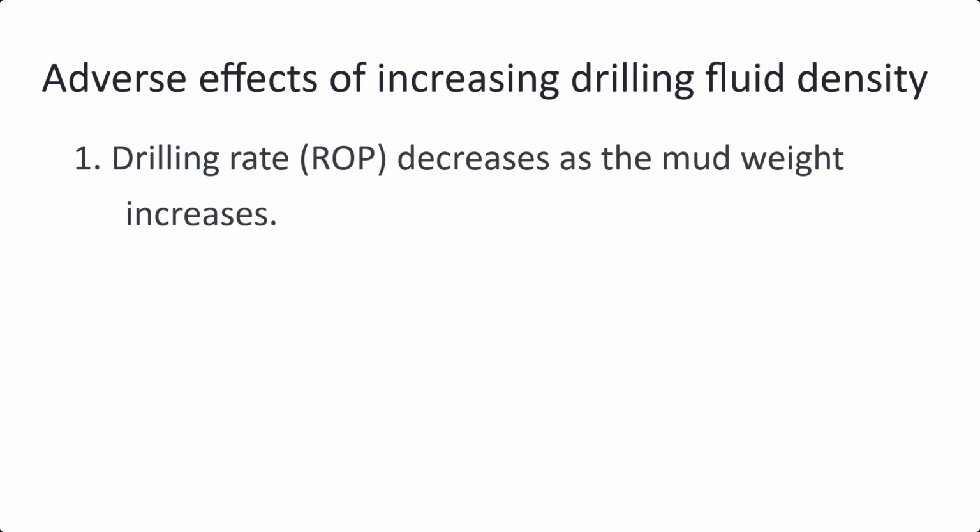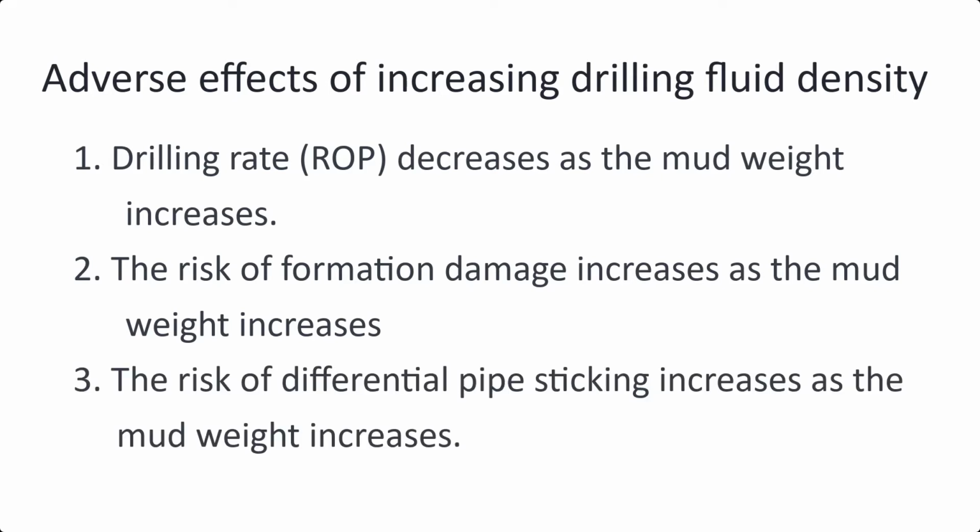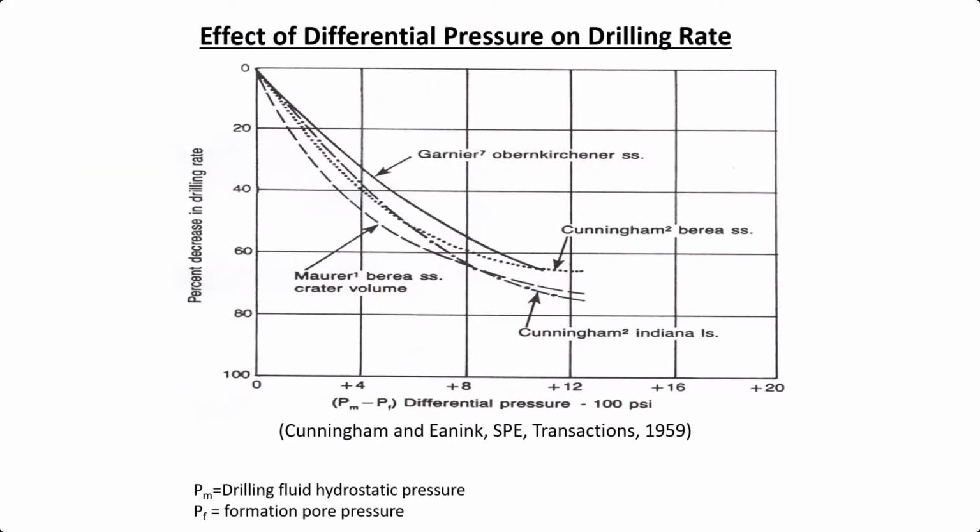First, the drilling rate decreases as the mud weight increases. Secondly, the risk of formation damage increases as the mud weight increases. Lastly, the risk of differential pipe sticking increases as the mud weight increases. As shown by the data presented in this graph, as the difference between the drilling fluid pressure and formation pressure, called differential pressure, increases, the drilling rate decreases.